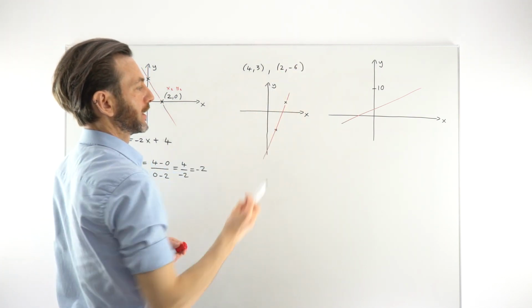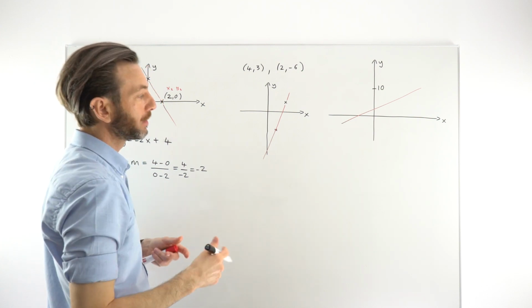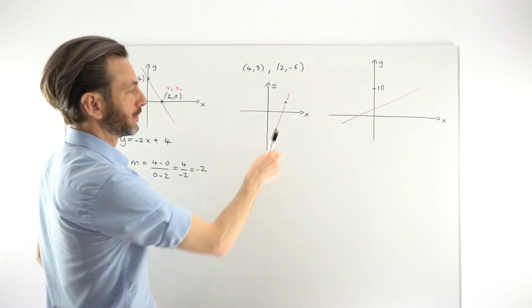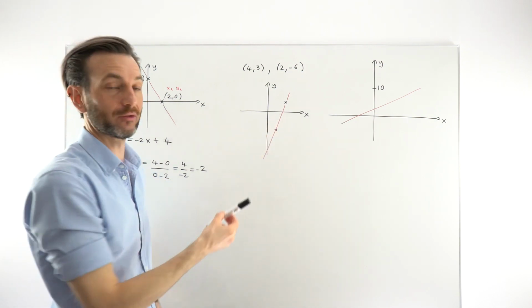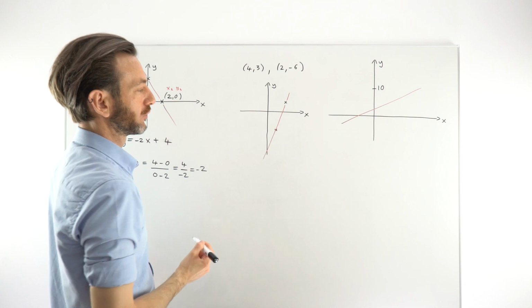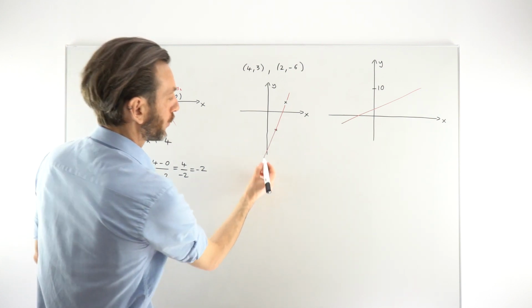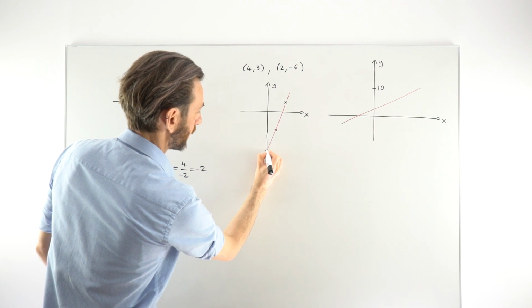So it's going up to the right, so it should be a positive gradient and probably greater than 1. The gradient should come out to be greater than 1 because a 45-degree line is a gradient of 1. So we're looking here at a gradient of at least 2, probably more than 2. And also the y-intercept is quite far down the way.